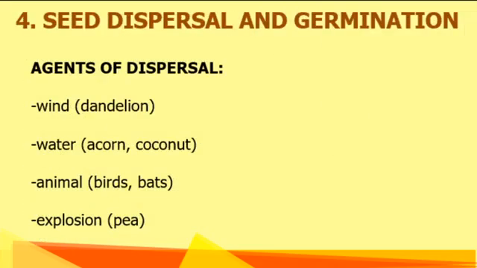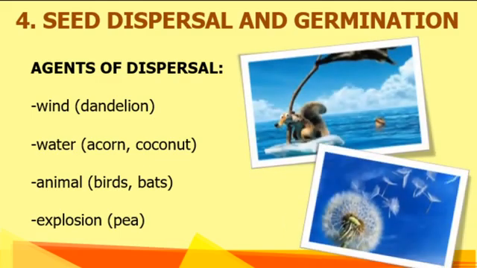Next up, seed dispersal and germination. We have different agents for that, like the wind in the case of dandelions, and water, which happens with acorns and coconuts. That's why we can find a lot of coconut trees near beaches. Animals also, like the birds and bats. And explosion in peas.